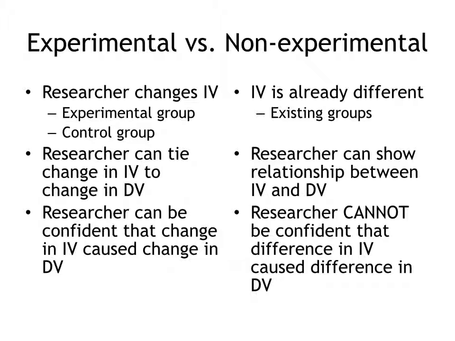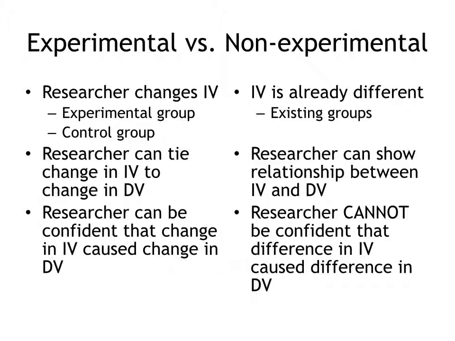You'll remember from your middle school years in science class that when you're doing an experiment, you have an independent variable which the researcher manipulates or changes the level of, and then you have an experimental group and you have a control group. Remember, in the control group, you didn't change anything.